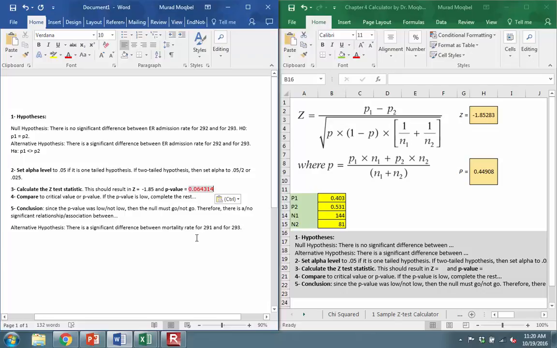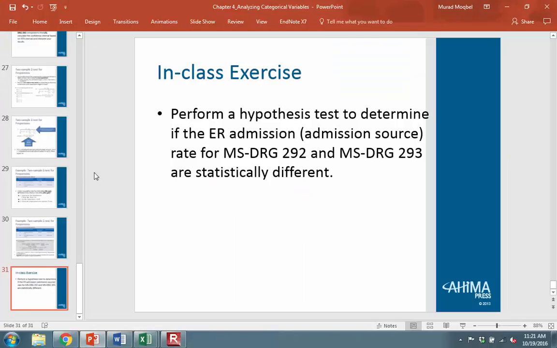So if the p is not low, then the null must not go. So that means if it didn't go, then it will stay. So then my answer will be the null. My conclusion will be, actually, I don't have to put null like this. We can just say my conclusion is there is no significant difference between ER admission rate for DRG 292 and for DRG 293. Basically, that's all that we needed to do, and that's straightforward.